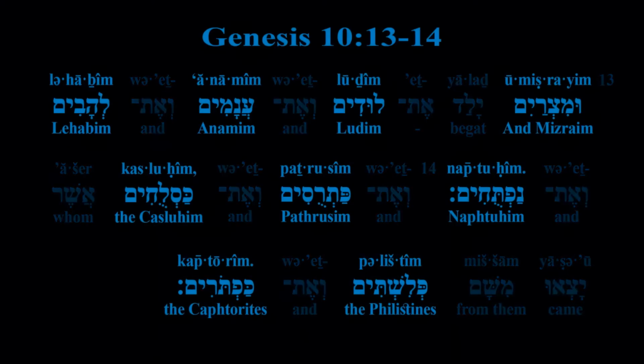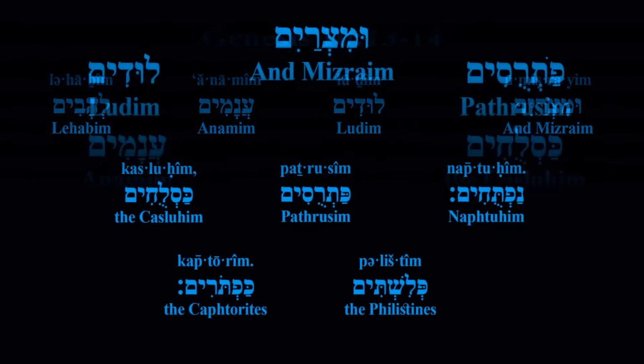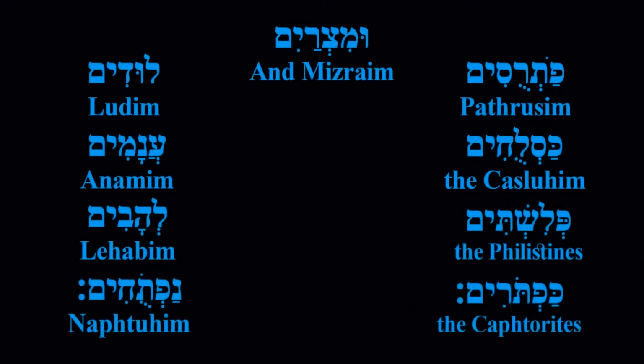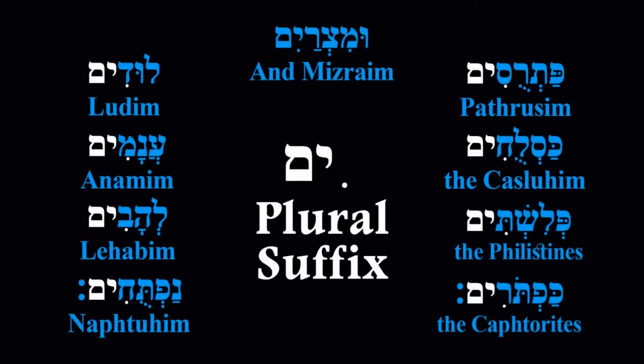Now we'll drop out all the words except for the names. Now I'll stack the names in two rows so you can see the endings. On every single one of those names is a hirik, yod, and then a mem. On these, the hirik comes before the yod and the mem. Again, this is a plural suffix. And don't worry about the English translations of the last two, the Philistines and the Kephtorites, because in Hebrew they are pronounced Pelishtim, Kephtorim. So all the descendants of Mizraim are in plural form, hirik, yod, and then mem.